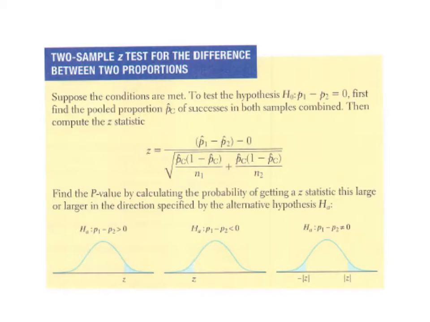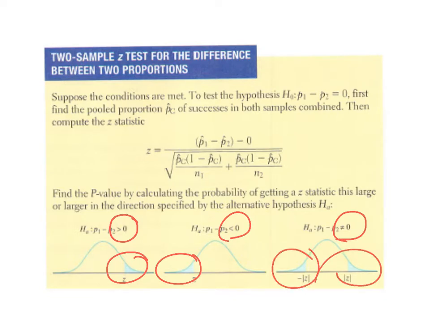And then remember, when I'm finding my p-value, I need to pay attention to my alternative hypothesis to determine whether I'm using a greater than, so I want this probability, a less than, so I want the left end of the tail, or a not equal, and I need to make sure I double that p-value.